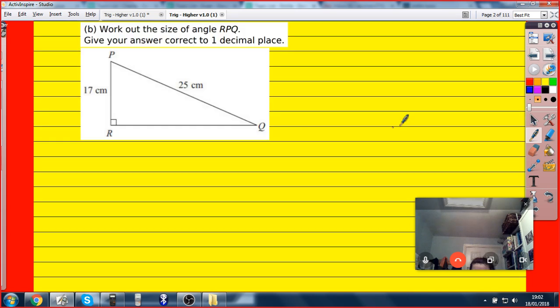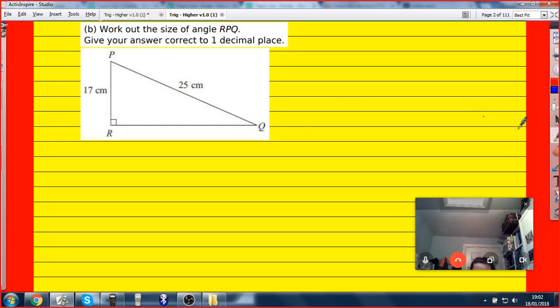So this is just to refresh your memory. We'll do one question like this and then we'll go from there. You have to find the angle RPQ. Which angle is that? So is it the top? Yep. The top of 70 there, yeah.